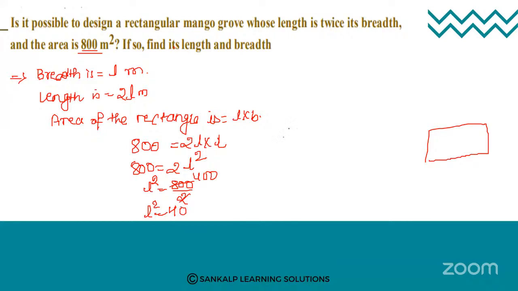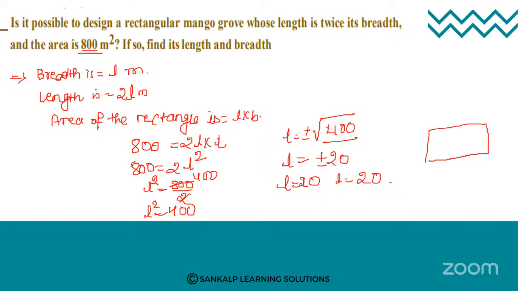L is equal to plus or minus square root of 400, right? 400 is a perfect square number. So square root of 400 is plus or minus 20. That means two roots are there. So L is equal to plus 20 and L is equal to minus 20.